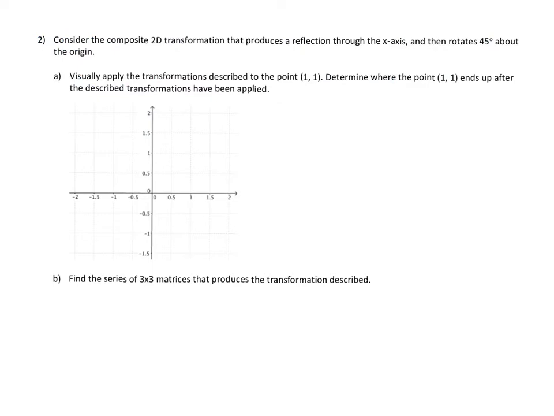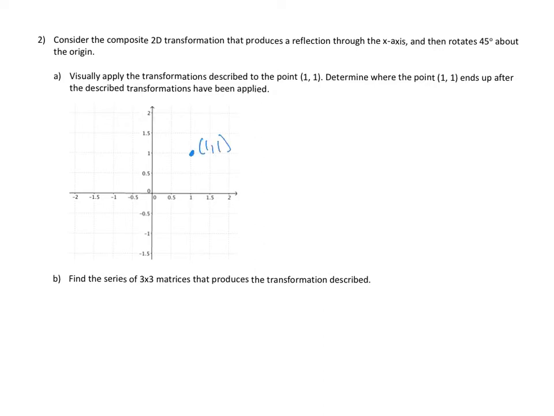Okay, and one more. We have a 2D transformation that produces a reflection through the x-axis and then rotates 45 degrees about the origin. Visually apply the transformations described to the point 1, 1. Where does it end up after those transformations have been applied?